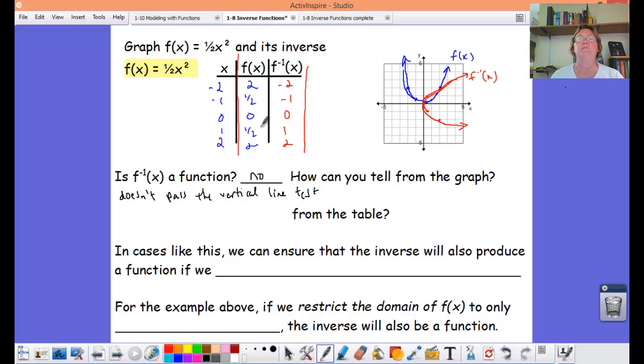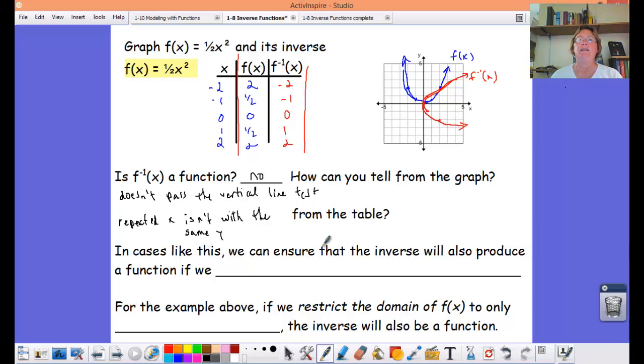That's from the graph. From the table, you can also answer no, because we see right here we have repeated x's. They're not always with the same y. A repeated x isn't with the same y. So we can't say that that red is a function.